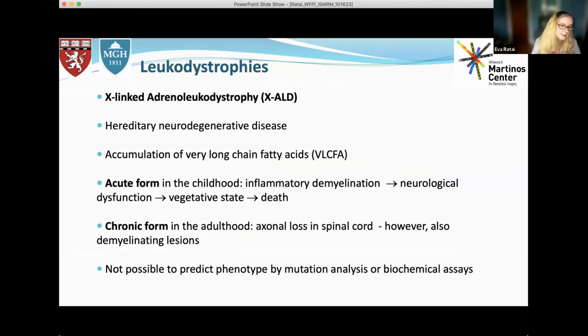So we see a lot of kids with adrenoleukodystrophy, a disease that leads to accumulation of very long-chain fatty acids. There's an acute form with onset in childhood that leads to inflammatory demyelination, neurological dysfunction, vegetative state, and death. There's a chronic form that's milder with onset in adulthood. They typically have axonal loss in the spinal cord. However, they can also have demyelinating lesions. And it's not possible to predict the phenotype by mutation analysis alone.